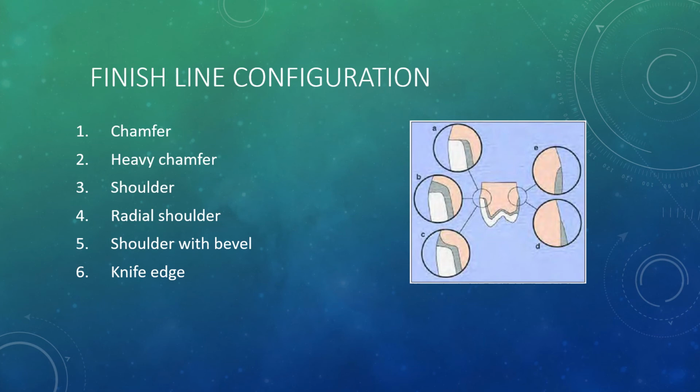Which area you are going to apply each in will be discussed at a deeper level in your next lecture. So these are the different finish lines. You must be able to know the different names of the finish lines and their configuration. If you are asked what the classification of finish lines is, you must be able to write that based on the position where the finish line is going to be located. It is either subgingival, supragingival or equigingival, and based on the type and configuration of the finish line, you have the six: chamfer, heavy chamfer, shoulder, radial shoulder, shoulder with bevel and knife edge finish line.